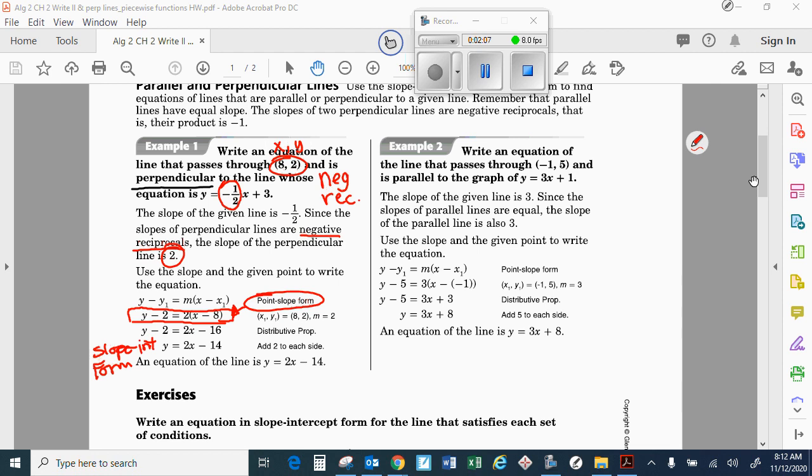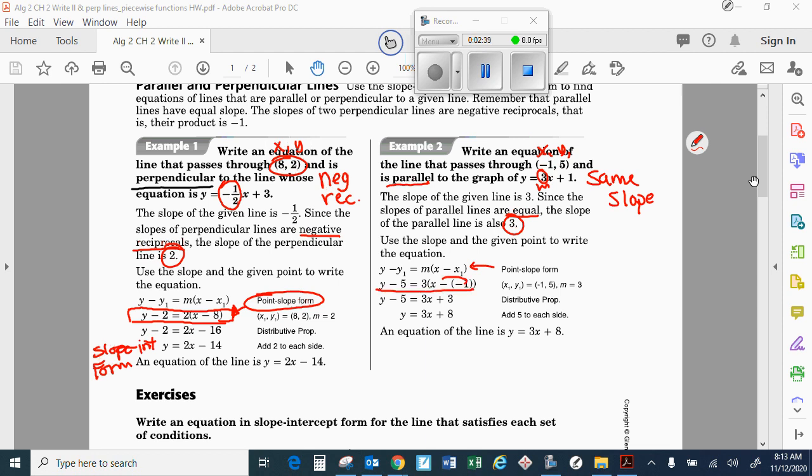All right, write an equation of a line that passes through (-1, 5) and is parallel. Parallel means same slope. So again, the slope is 3, so I use 3. Equal, same thing as same slope. So again, there's my point slope form right there. Plug it in, x sub 1, y sub 1, and m. Just plug them in.